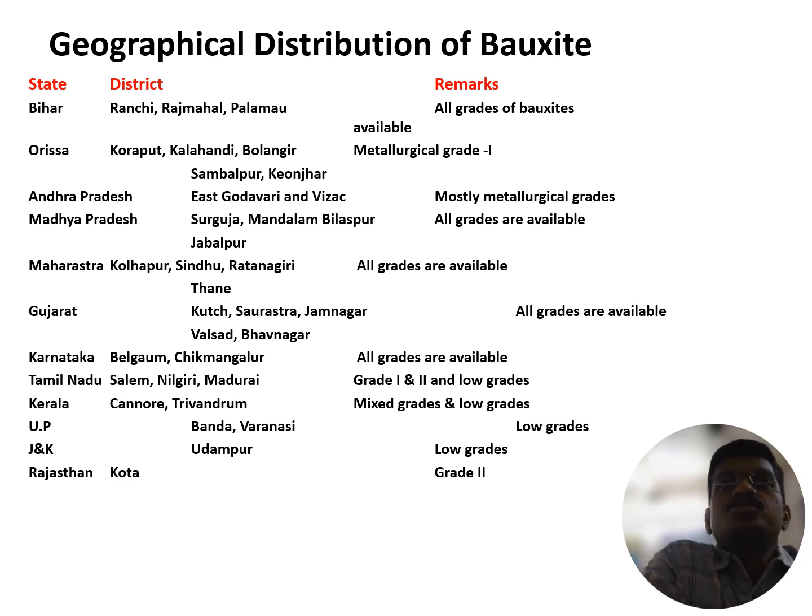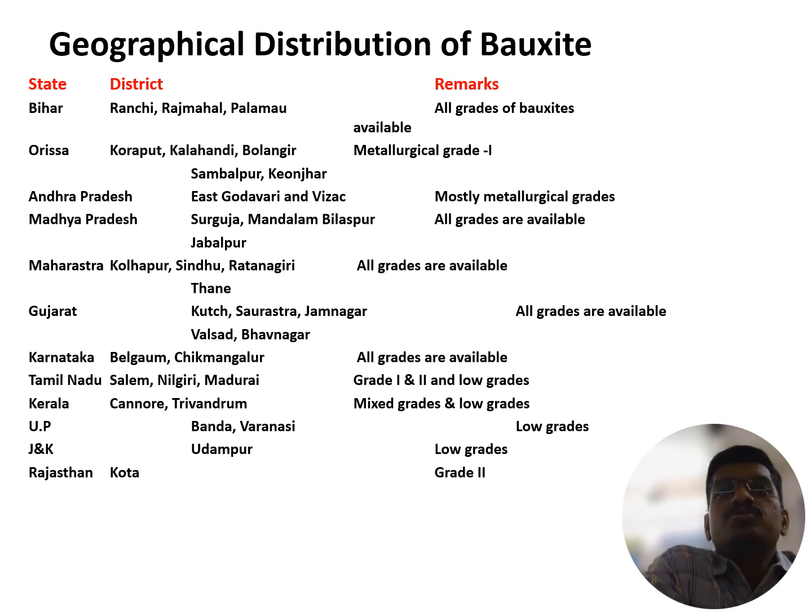Now the geographical distribution of bauxite in India. From the Ranchi, Rajmahal and Palamu districts of Bihar, all grades of bauxite are available. From the Koraput, Kalahandi, Bolangir, Sambalpur and Keonjhar districts of Orissa, metallurgical grade bauxite deposits are available. From East Godavari and Vizag in Andhra Pradesh, mostly metallurgical grades are available.